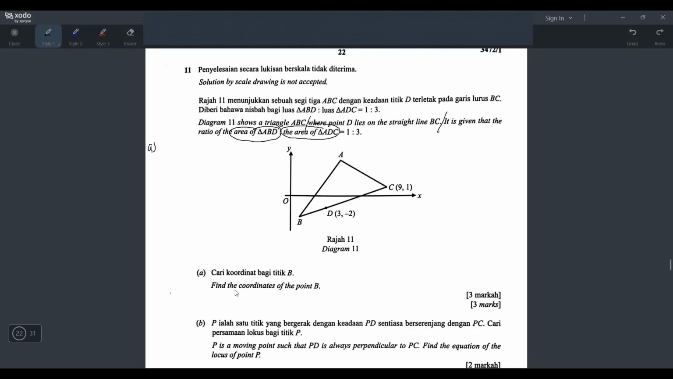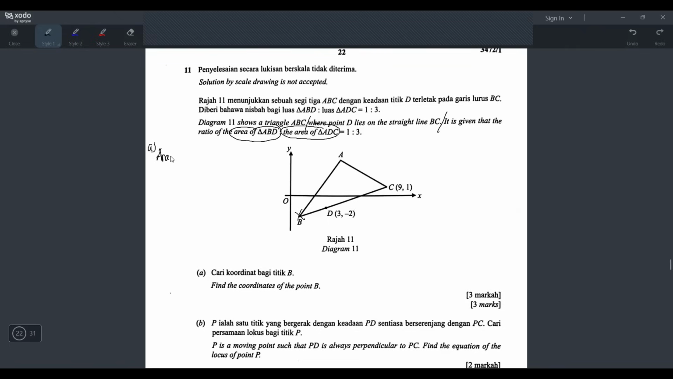Okay, question A, find the coordinates of point B, which means this one, right? So can you find the coordinates of point B? Let's see. Or do we need to use the area information now? ABD, ADC. So how? Okay, I think you need to use the area information. Yeah, you need to use the area information. So let's write down the area information.